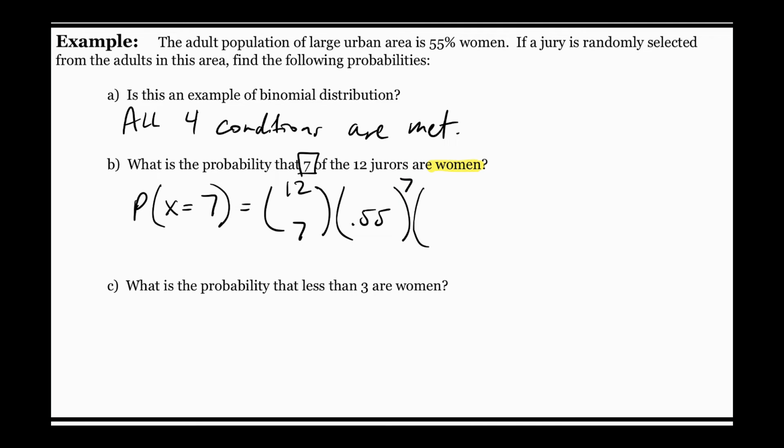Times the probability of failure. What's the probability of failure? 45%. 1 minus that. So you can say 1 minus 55%, or you can just put 45%. Now, how many failures am I going to have? If I have 7 successes, how many failures am I going to have? Okay. That's what I need to see on paper.